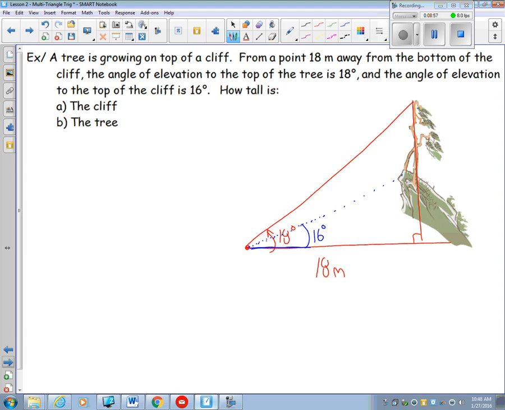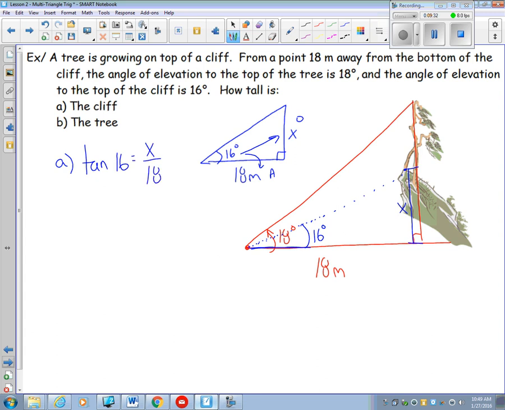Okay, well, to do part A, the cliff, if you stop and think about this, the blue one, I'll redraw it just for a second here. Okay, we have an angle of 16. We know it's 18 meters away, and this right here would be the top of the cliff, right? That's my x. Well, I can solve that. I've got an opposite and an adjacent. That's a tan question. So I can say that tan of 16 equals x over 18.